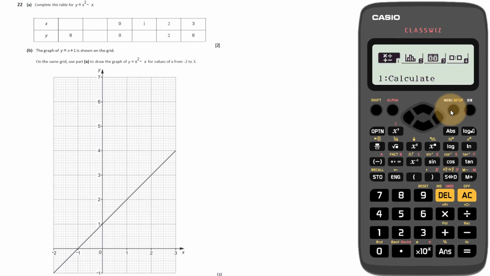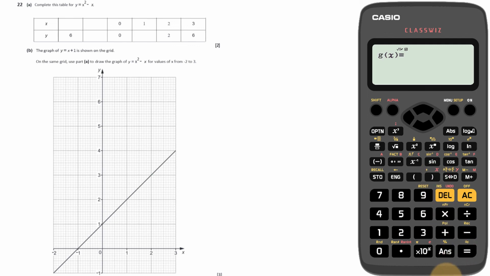So if you tap on mode and go to table, then you get f of x is equal to displayed on your screen. So it uses a slightly different notation. F of x is the same thing as y basically. So y is equal to, and then we just type in the bit on the other side of the equal sign, x squared minus x. Now to type in the x, you need to press the alpha key and then the x here is above the bracket. So x squared minus and then alpha x again. Okay, so x squared minus x.